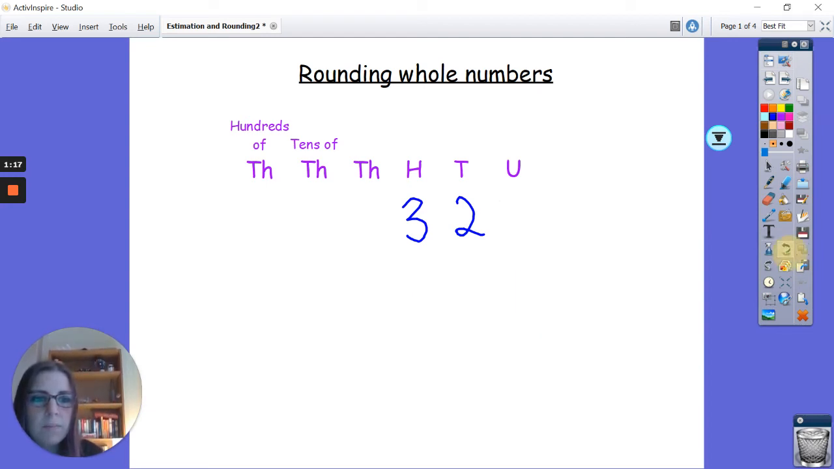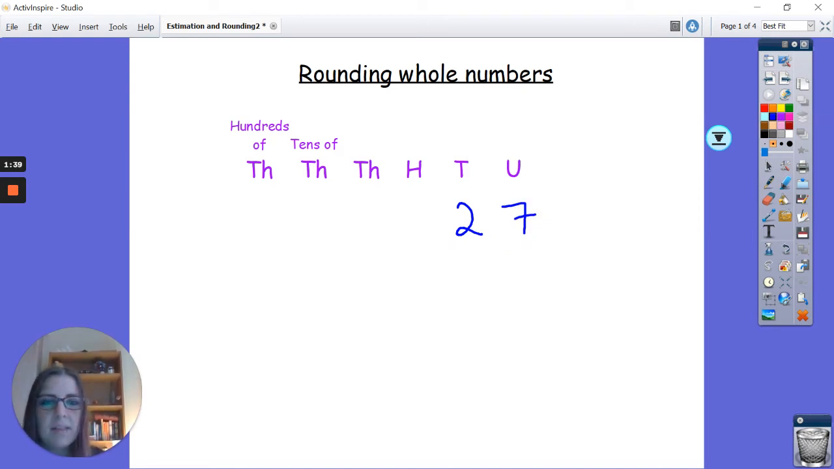If we want to round a number, we have to decide what it's closer to. And where we're rounding is important. We're trying to work out which 10 is it closest to, which 100 or which 1000. So I'm going to start with tens and then work my way up and do a couple of examples of each. So let's start with a number with just tens and units, like 27.